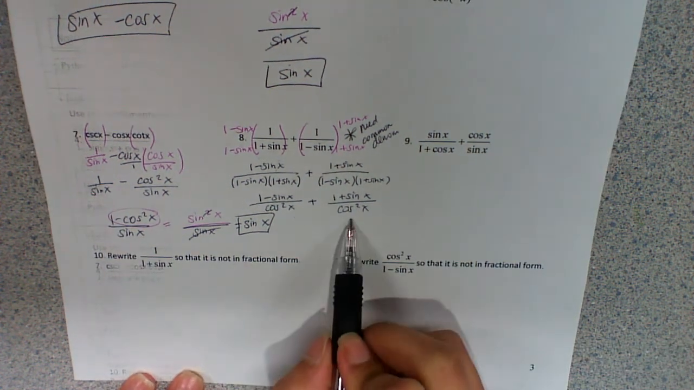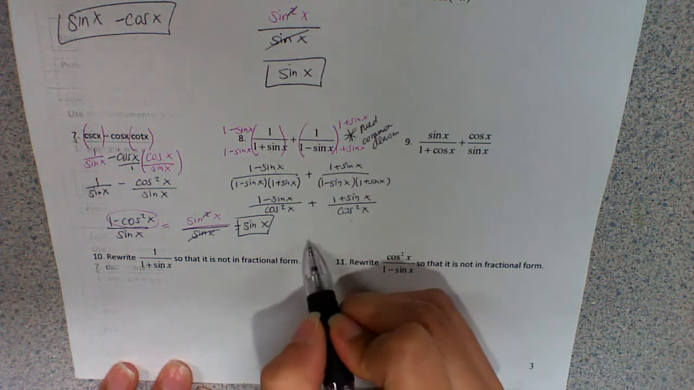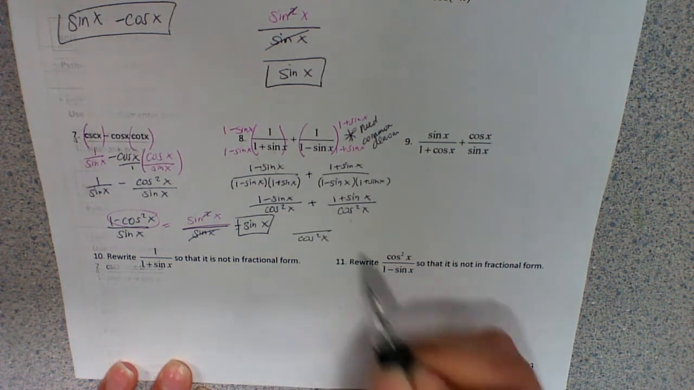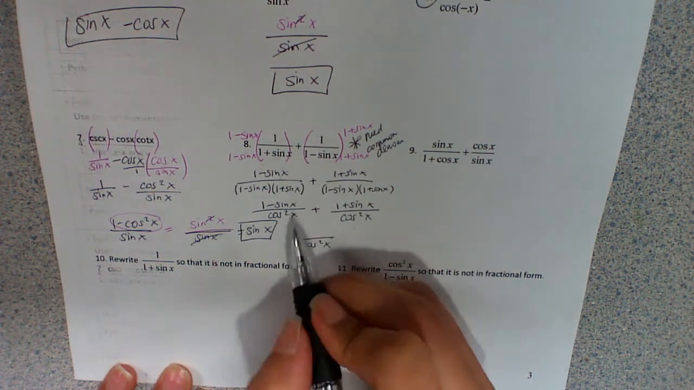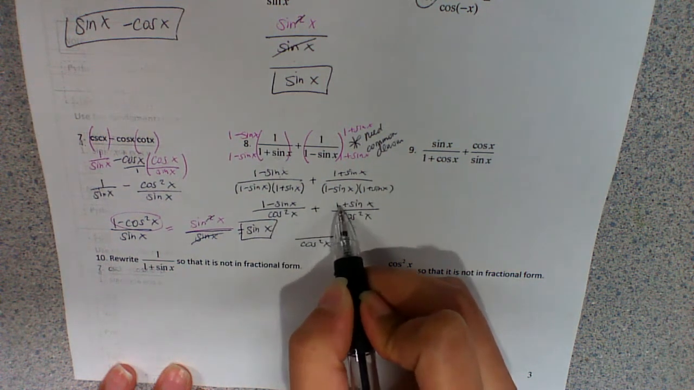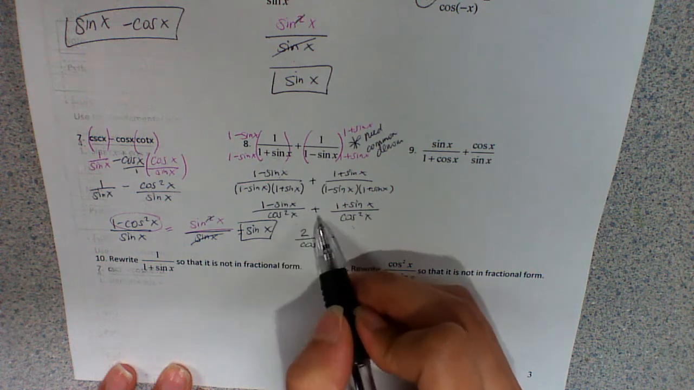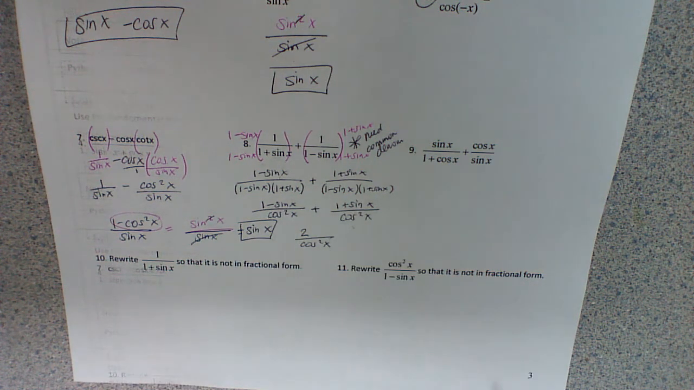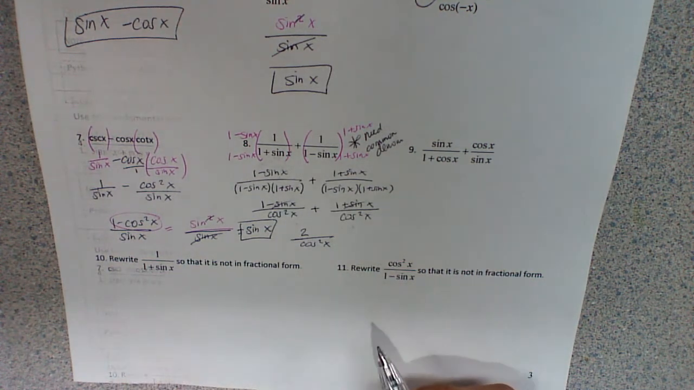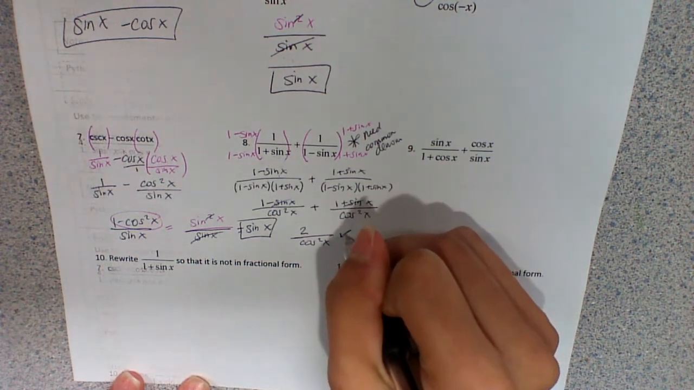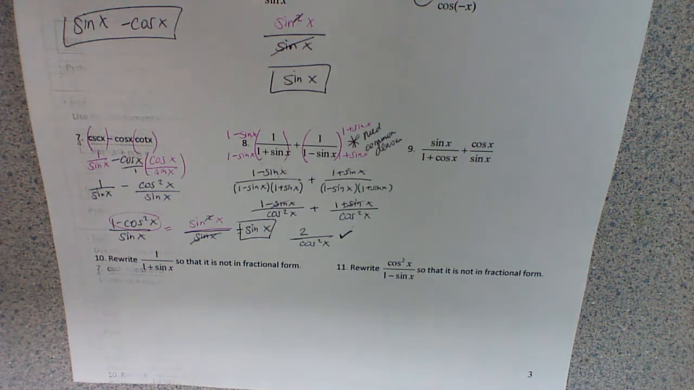Now that I have a common denominator, I can go ahead and put them together. So my common denominator is cos squared of x, and at the top I'm going to add. So I have 1 plus 1, which is 2, negative sine of x plus sine of x actually cancel. These cancel, leaving me with 2 over cos squared of x, which is a completely okay answer. However, it's actually even better to take it further if you can see it this way.